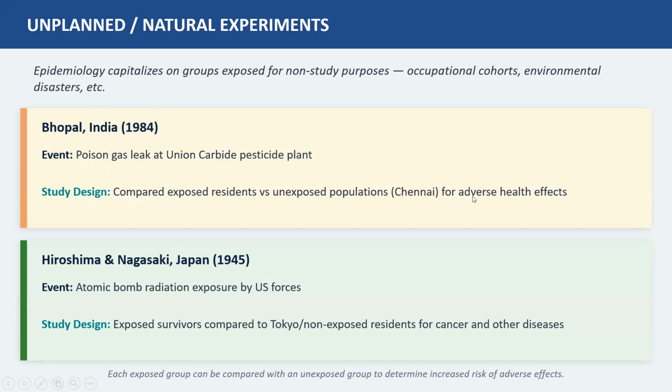Next is Hiroshima and Nagasaki, Japan, 1945, atomic bomb radiation exposure by the US force. The study compared exposed survivors to non-exposed residents, for example of Tokyo, for cancer and other disease.